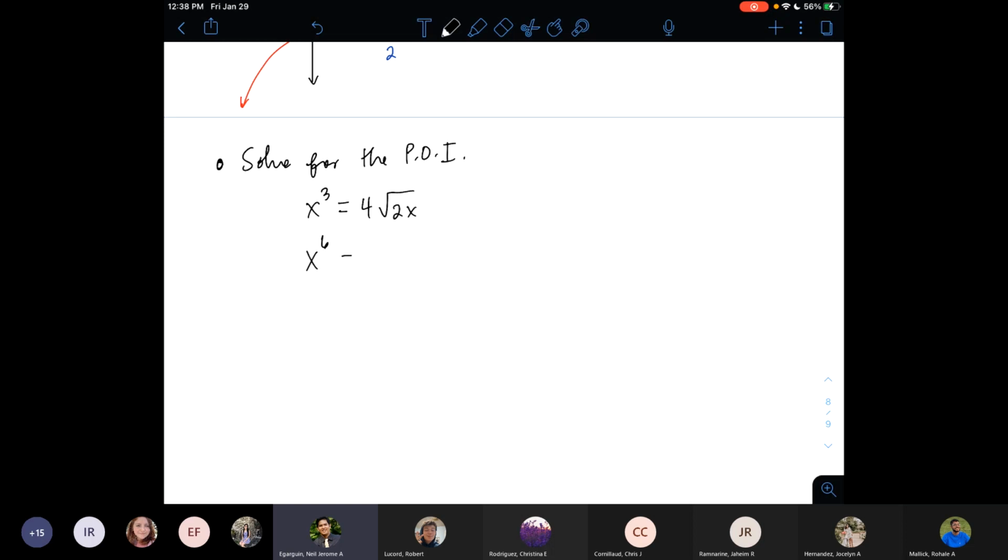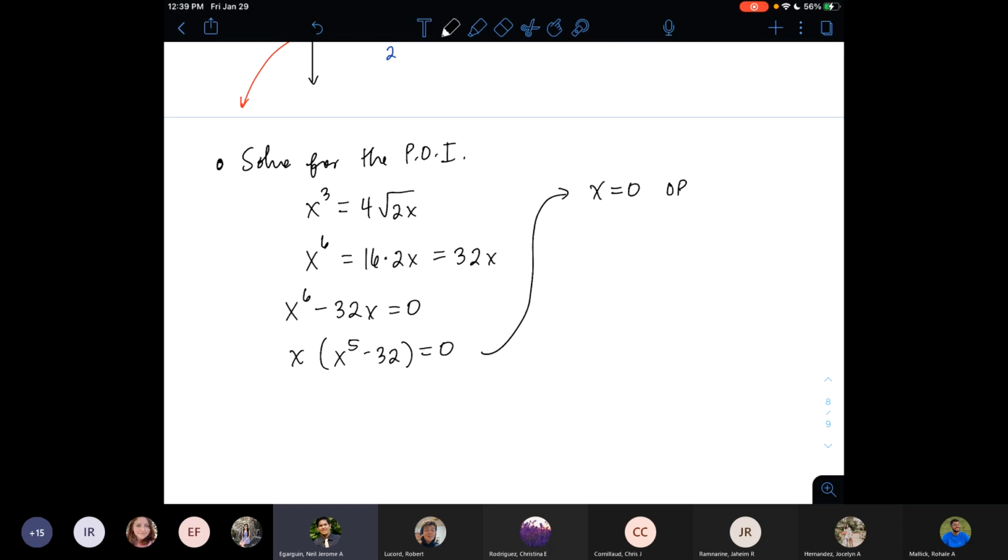So I'll have x to the 12th equals 16 times 2x, and that's 32x. And then I collect everything to the left side, so I'll have x to the 6th minus 32x equals 0. I'll factor out x: x times (x to the 5th minus 32) equals 0. And this means that either x is 0 or x to the 5th minus 32 is 0, but that means x to the 5th is 32, and that means x is equal to 2. So indeed, we have the right x values.